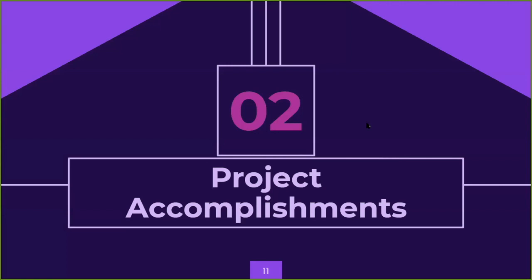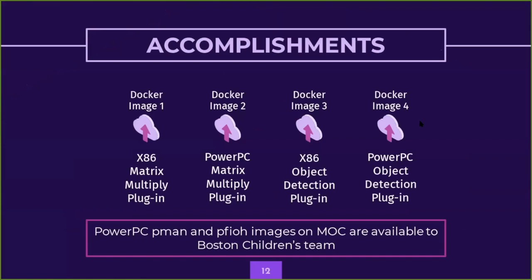Okay, so then I'm going to show you our project accomplishments so far. Basically, in our MVP, we have already successfully built these 4 Docker images, which are matrix multiplication for both x86 and PowerPC, and also the object detection plugins for x86 and PowerPC. Apart from that, we've also successfully built and deployed these PMAN and PFLH images for the PowerPC version on MOC. These 2 images are currently available to the other Austin Children's Hospital team.